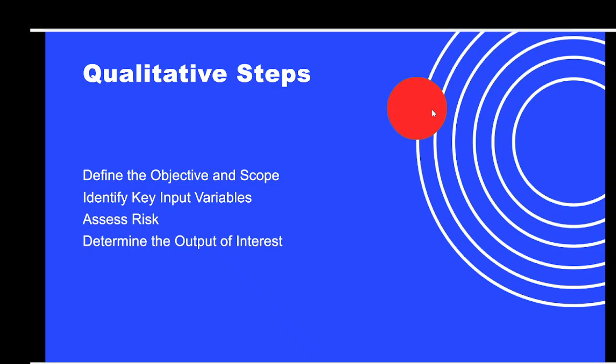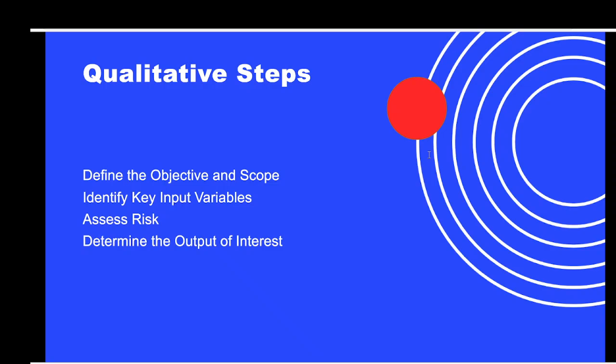The second step of the qualitative steps is identifying key input variables. We brainstorm all the variables that could potentially influence the output of your model or analysis. We categorize these variables into economic factors, operational parameters, or market conditions as well.